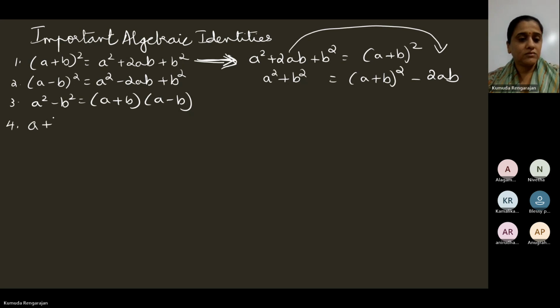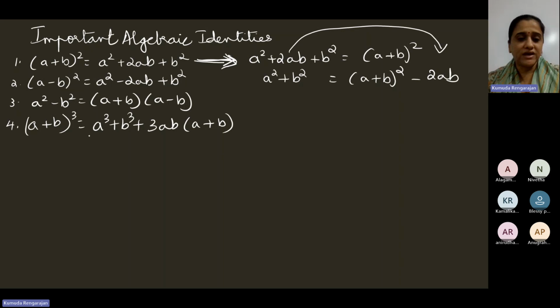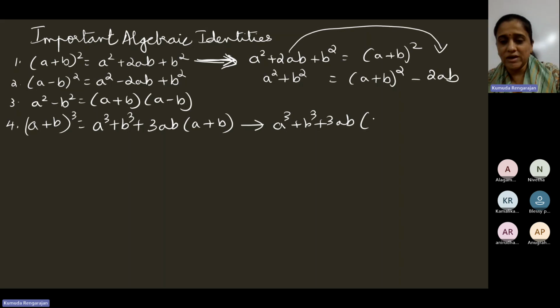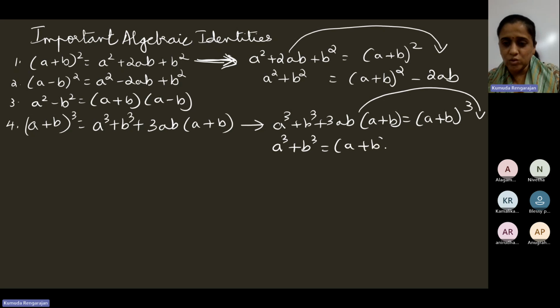So a plus b the whole cube is equal to a cubed plus b cubed plus 3ab into a plus b. Just write it the other way. A cubed plus b cubed plus 3ab into a plus b is equal to a plus b the whole cubed. Now on transposing this term, we get a cubed plus b cubed is equal to a plus b the whole cubed.